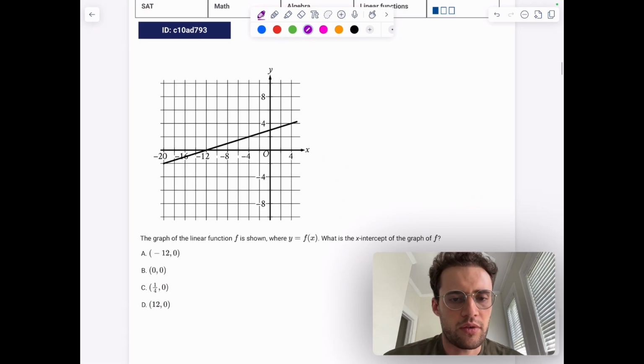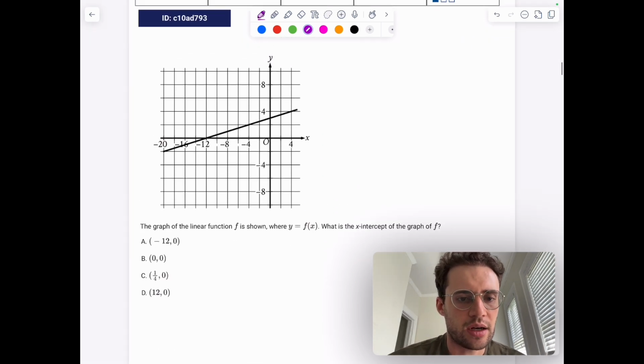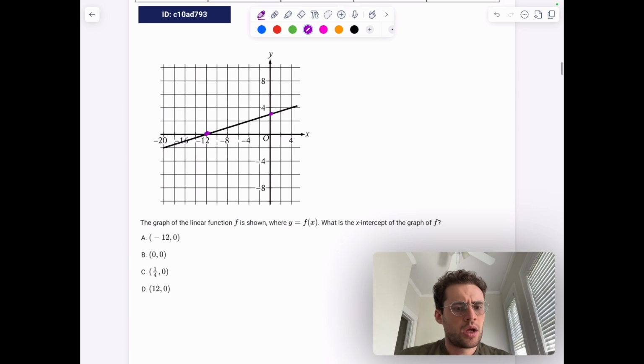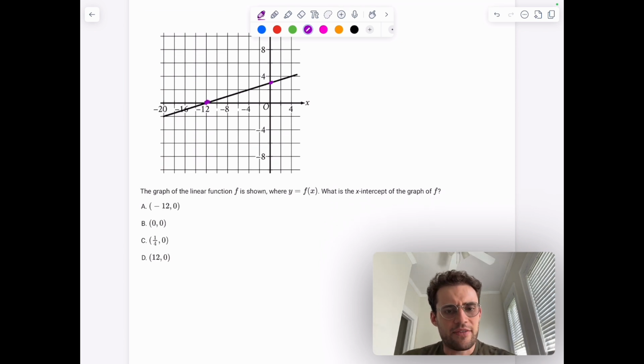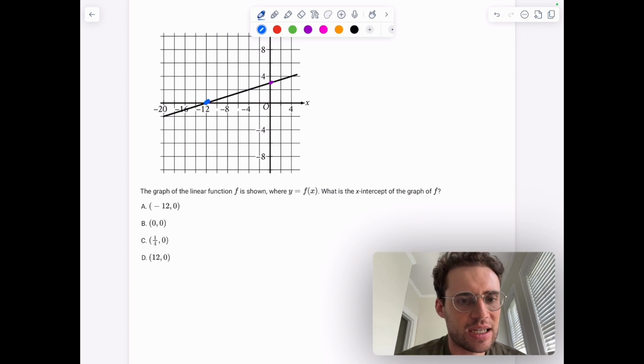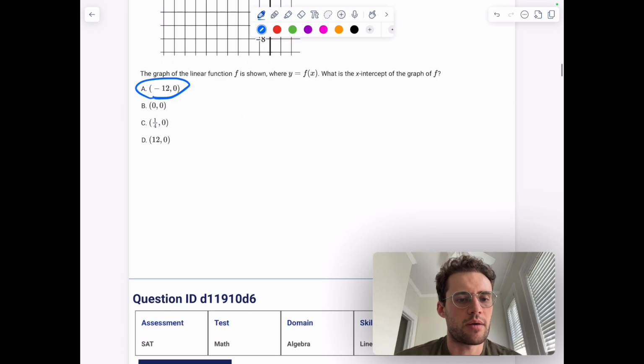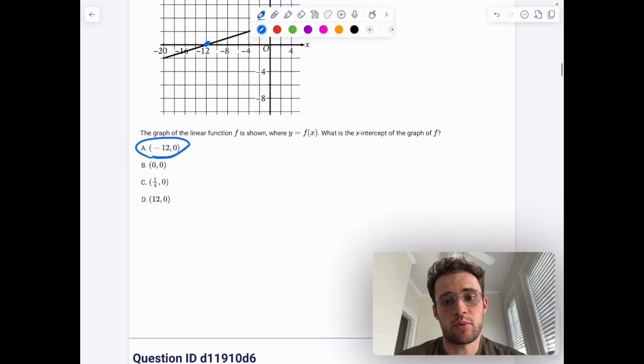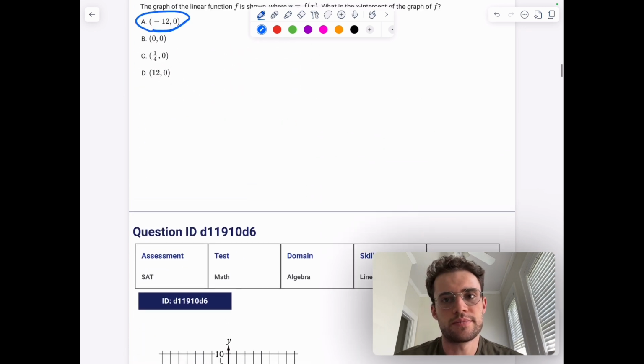Right, here we have a set of coordinate axes. There's a line going through -12, 0, and it looks like 0, 3, or something around there. The graph of the linear function f is shown, where y equals f of x. What is the x-intercept of the graph of f? Okay, so all we need is the x-intercept. That's where it crosses the x-axis. And that would be -12, 0, right? 12 to the left and 0 up. Any x-intercept will have a y value of 0.